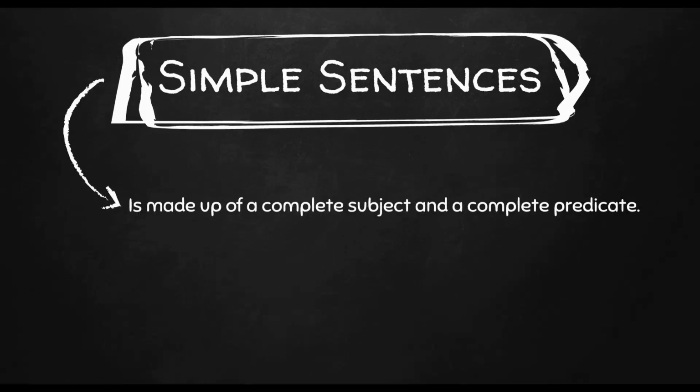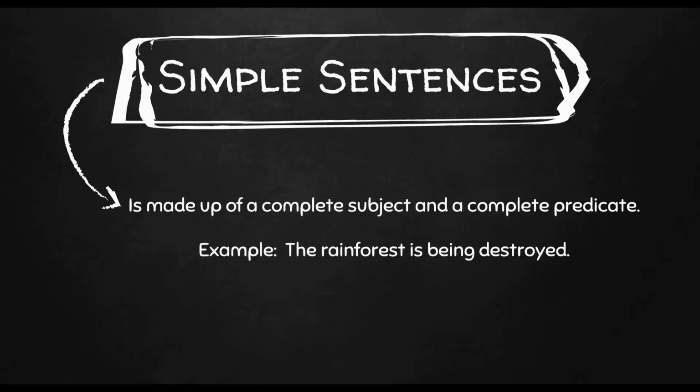So a simple sentence is made up of a complete subject and a complete predicate. And if you need a little bit of a reminder about subjects and predicates, make sure you go back and watch that video. So here's our example. The rainforest is being destroyed. So there we have a complete thought. The rainforest is our subject, is being destroyed is our predicate, and there we have a simple sentence.